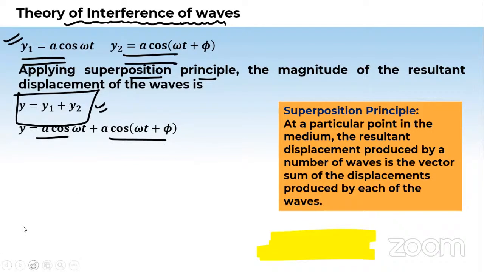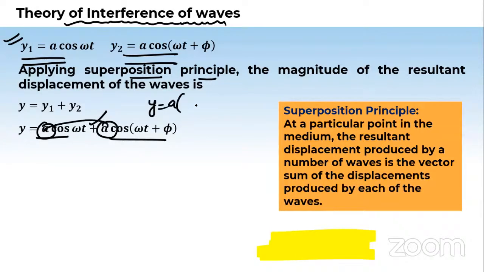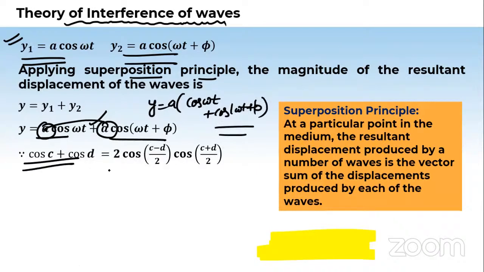See here, if I take a common from this, if I take out this a, I'll get the value a times cos omega t plus cos omega t plus phi. You know the formula of cos c plus cos d: it is 2 cos((c minus d)/2) cos((c plus d)/2). Treat c to be omega t and d to be omega t plus phi.